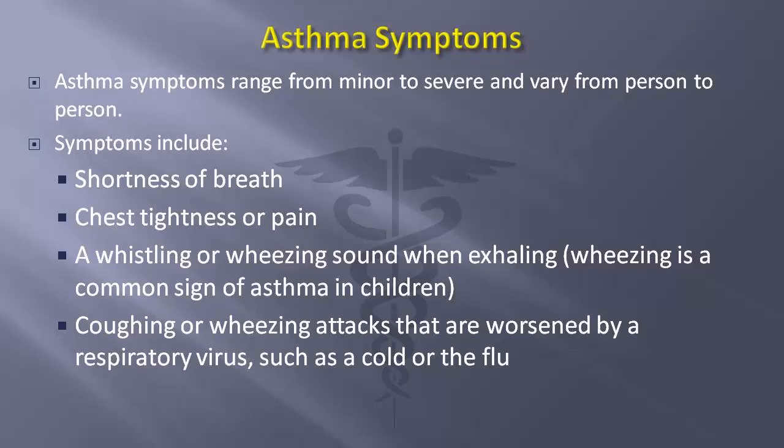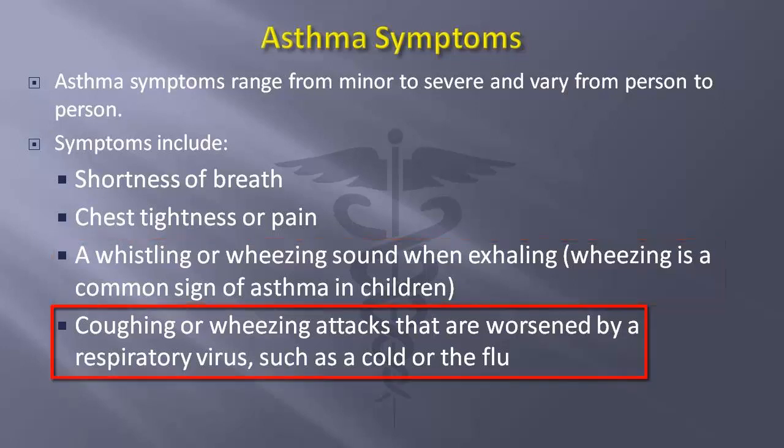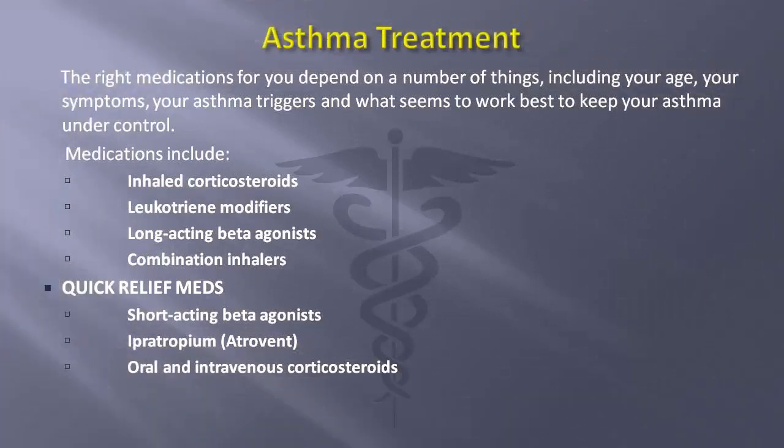Asthma symptoms. Asthma symptoms range from minor to severe and vary from person to person. Symptoms include shortness of breath, chest tightness or pain, a whistling or wheezing sound when exhaling. Wheezing is a common sign of asthma in children. Coughing or wheezing attacks that are worsened by a respiratory virus such as a cold or the flu. The following treatment options are available for patients with asthma.